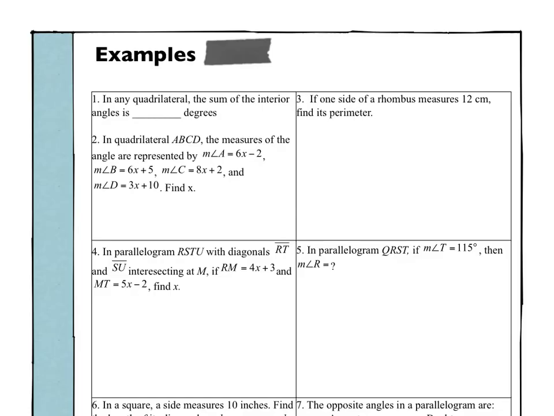Okay, so here we go. Again, this is going to be a part of your review tomorrow, so it's really important that you see it. Number one, in any quadrilateral, the sum of the interior angles is 360 degrees, and we all know that for quadrilaterals. Number two, in quadrilateral ABCD, the measures of the angles are represented by the measure of angle A, which is 6x minus 2, B, 6x plus 2, C, 8x plus 2, and D, 3x plus 10. So we want to go ahead and put those all together and figure out what x is going to be.